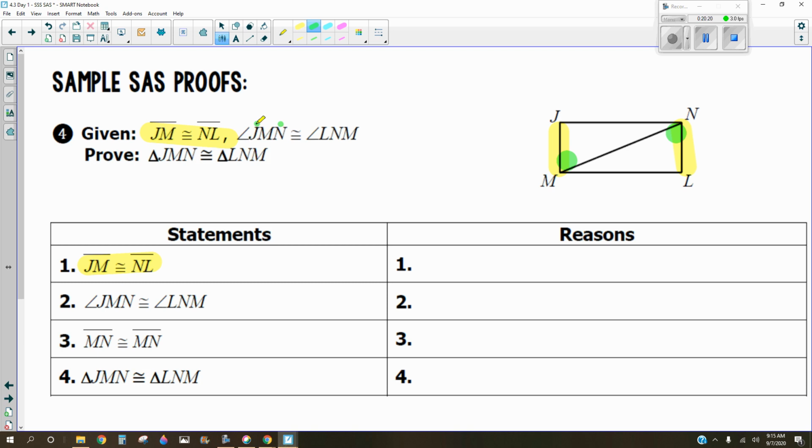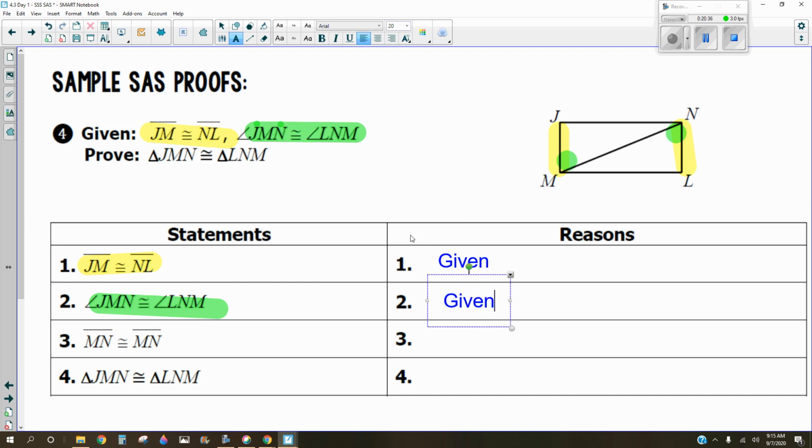Okay, so they gave us those two. They gave us those two. So let's write those down. Given. They gave me the two angles. Okay, so far if I'm collecting pieces, I'm a piece collector, right? This was a side, and this was an angle.